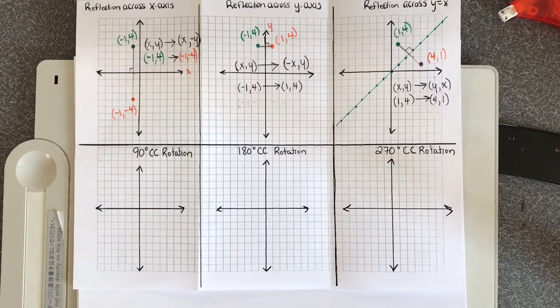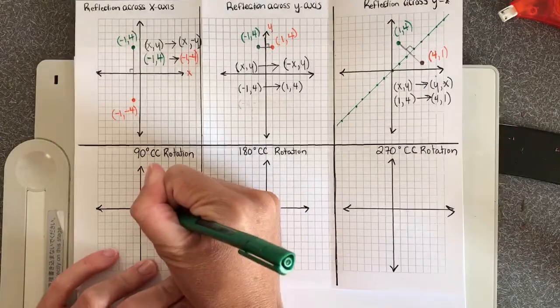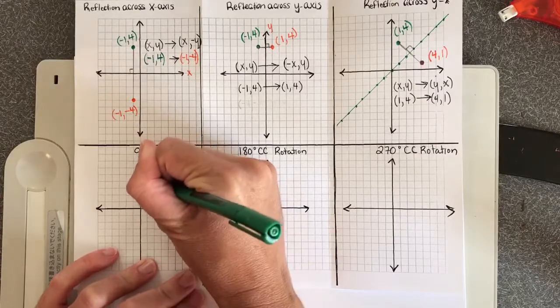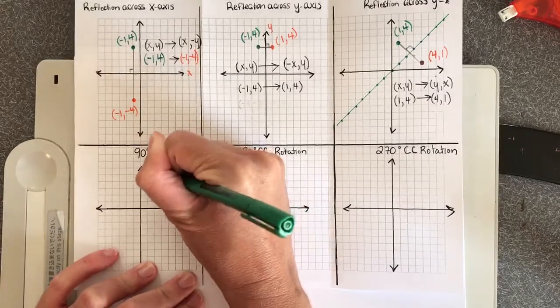Okay, so now how to come up with our rotation rules without having to memorize anything. Like we did before, you want to start with an easy point that has a different x and a different y. So I'm actually going to start using the point 1, 4. I like it better. I'm going to graph that point, and I'm going to label it.